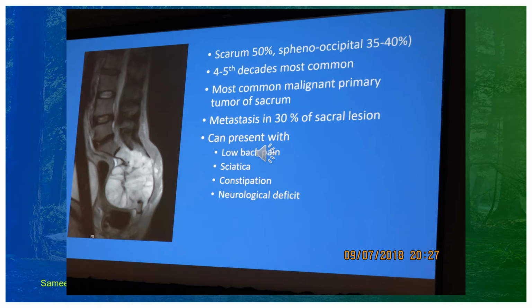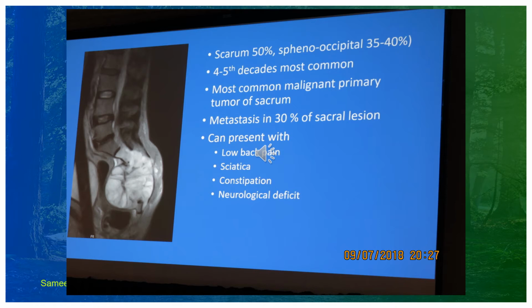Sacrum presents 50% of involvement by chordoma, while the spheno-occipital bone accounts for 35 to 40%. It has a predilection for the fourth or the fifth decade of life. It is the most common malignant primary tumor of the sacrum. Metastasis develops in 30% of sacral lesions.